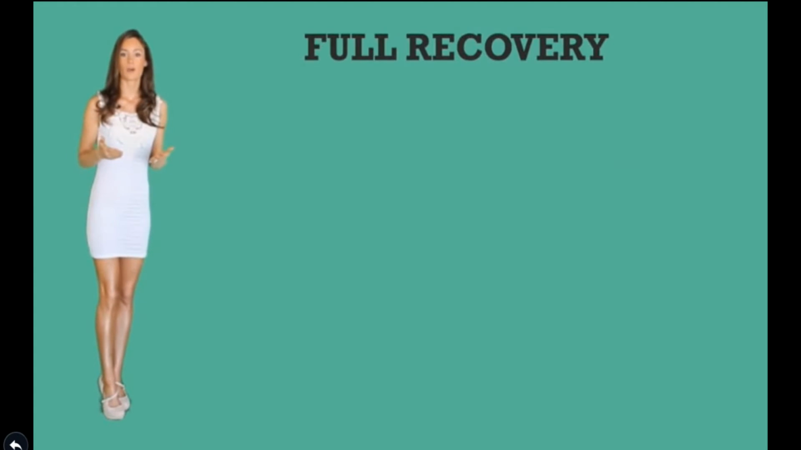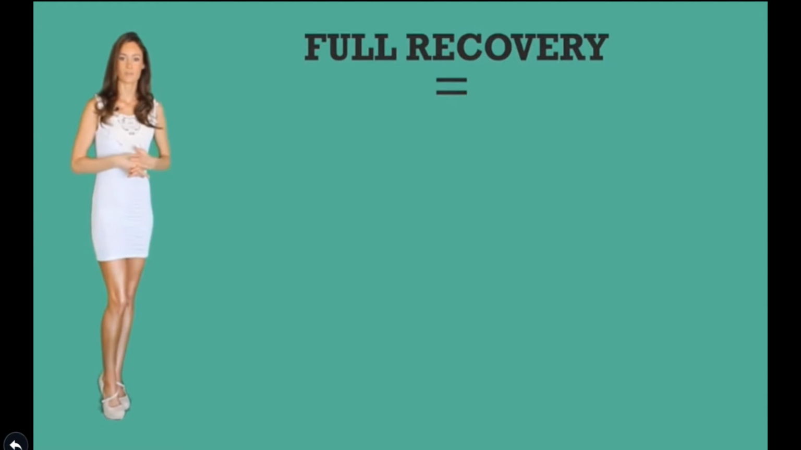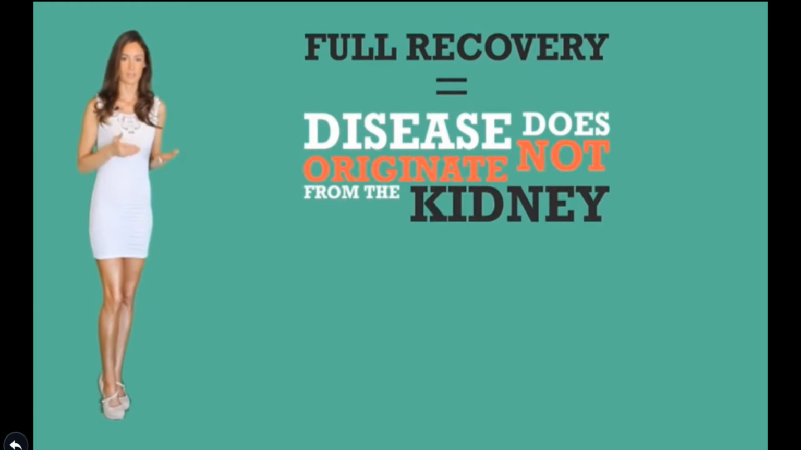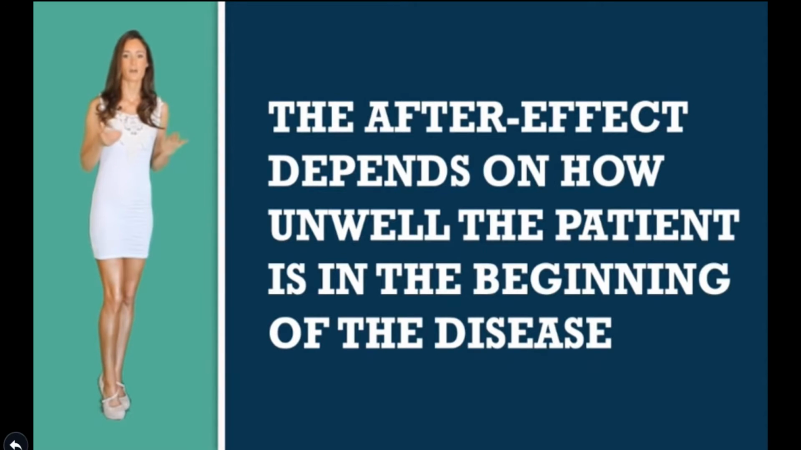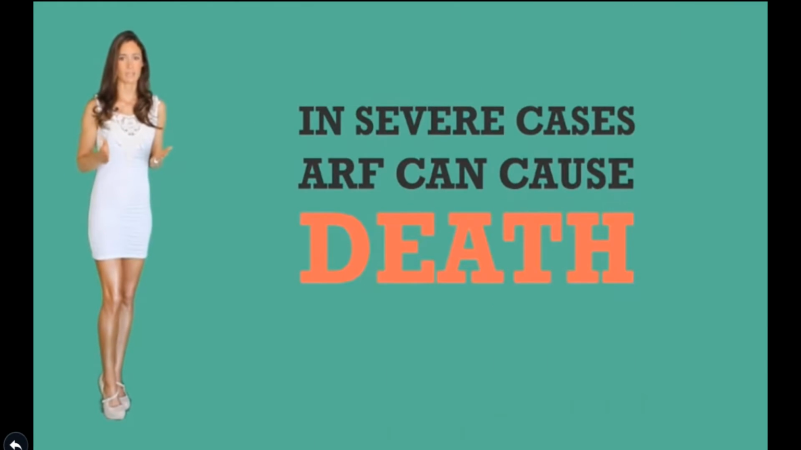Prognosis. Reversal of kidney failure depends on the cause of the disease. Full recovery is possible in the case where the disease does not originate from the kidneys and renal tissues are unaffected. If the dysfunction is not corrected completely, the patient may recover only partially. Generally, the after effects depend on how sick the patient was in the beginning of the disease. In severe cases, acute renal failure can cause death.